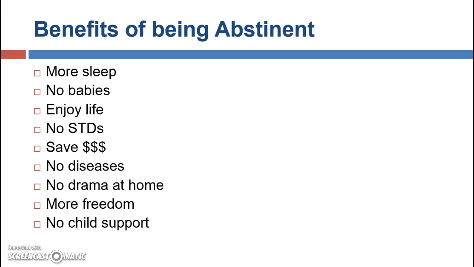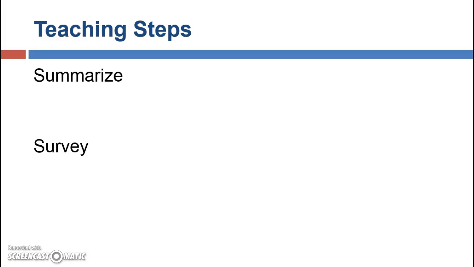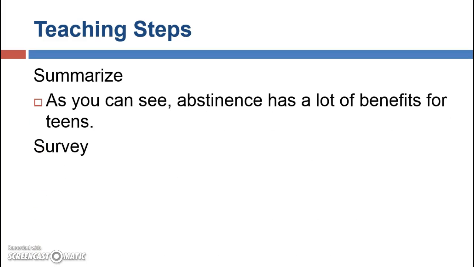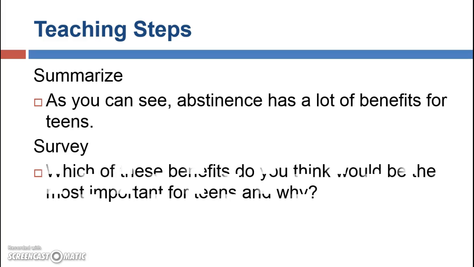What else is there? Feeling proud of your choice, having free time to do something else that you enjoy. You don't have to be worrying about getting caught or disappointing your parents. And being a role model for your friends or younger brothers or sisters. As you can see, abstinence has a lot of benefits for teenagers, of course. Which of these benefits do you think would be the most important for teenagers, and why? There are several things that are good about being abstinent, so think about it and we'll get your answers later.